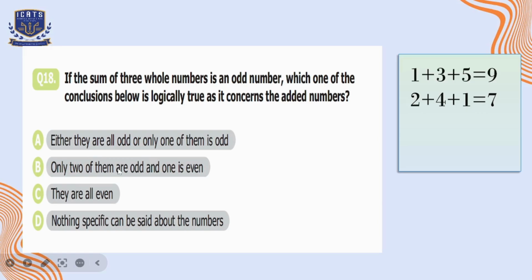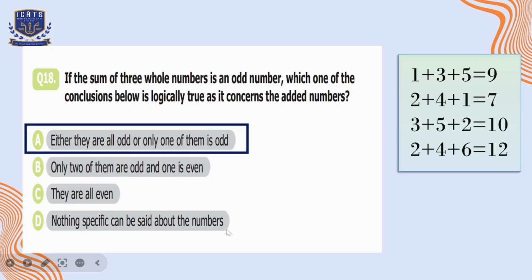Option B is only two of them are odd and one is even. So if we make an equation using this combination in which we have two odd numbers and one even number, the answer is an even number. So that is not right because we need an odd number in answer. Then option C is they all are even, so that will produce an even number as answer. So that is also not correct. D, nothing specific can be said about the numbers. So here option A is meeting the criteria, so that's why we will choose option A here.